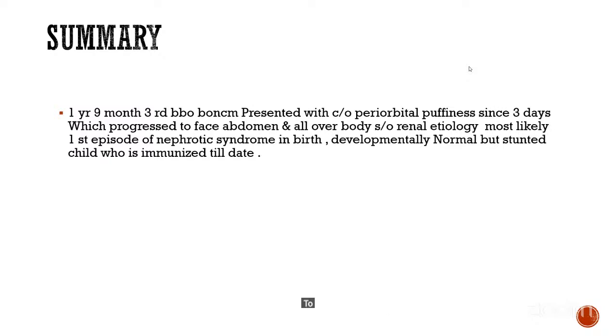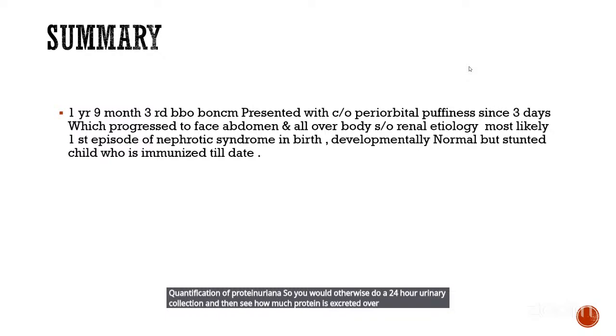So spot urine albumin means protein creatinine ratio, you are saying, no? Yes, sir. Okay. Why do we do that? Glomerular range proteinuria, you have to check. So it is an indirect marker of what? Protein creatinine ratio is done to do what? Quantification of proteinuria, no? So you would otherwise do a 24-hour urinary collection and then see how much protein is excreted over 24 hours. That is difficult in children. So you do a spot protein creatinine ratio, which gives you the same information, right?